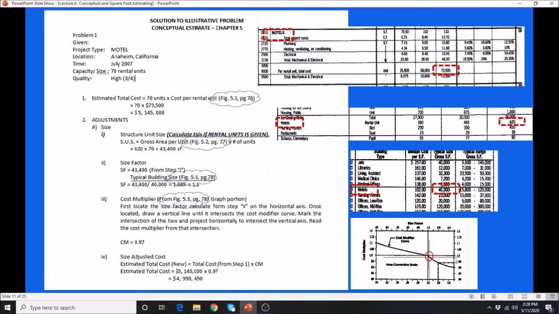So with that, it will give you approximately about 0.97. So once you determine the cost multiplier, you will be able to adjust this initial cost now based on the cost multiplier, and that will give you 4,990,650.